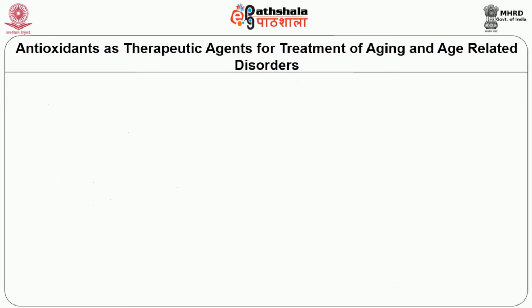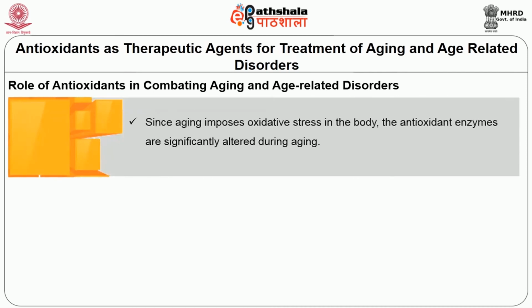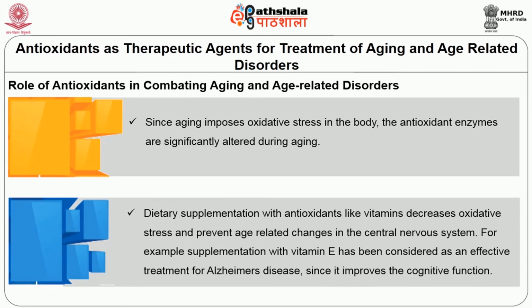We will now discuss the role of antioxidants in combating aging and age-related disorders. Since aging imposes oxidative stress in the body, the antioxidant enzymes are significantly altered during aging. Dietary supplementation with antioxidants like vitamins decreases oxidative stress and prevents age-related changes in the central nervous system. For example, supplementation with vitamin E has been considered an effective treatment for Alzheimer's disease since it improves cognitive function.